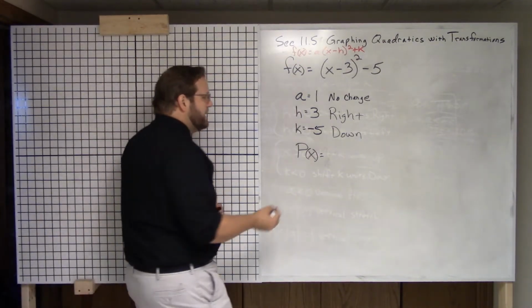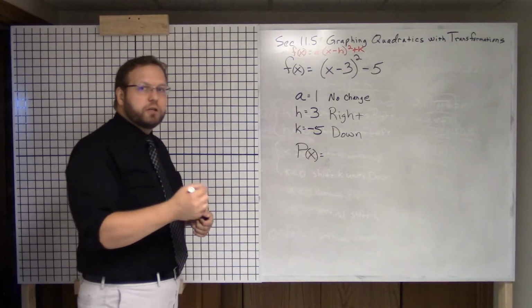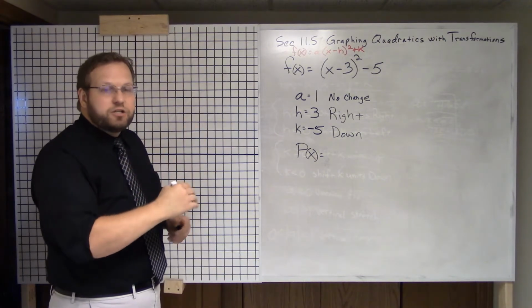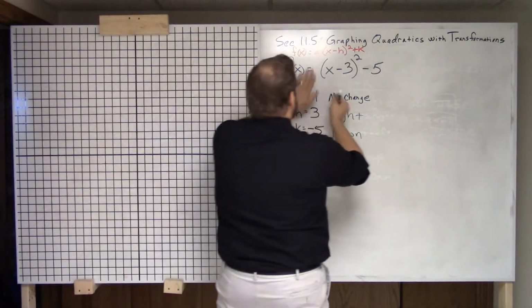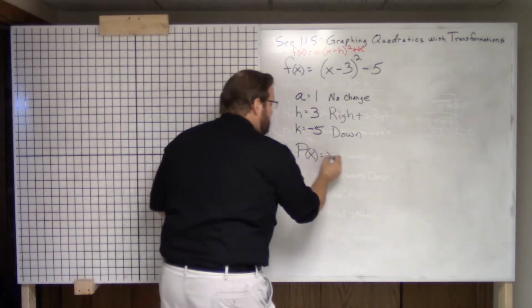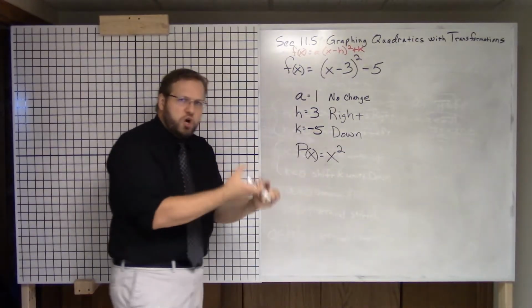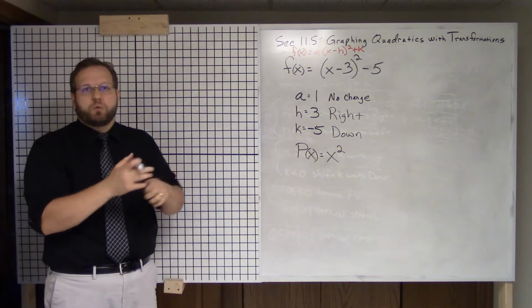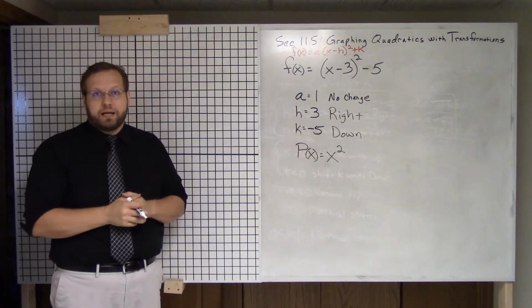But what we have right now, what happens to our function when we strip away that a, h, and k? If I strip away the a, h, and k, I just have x squared. So my basic parent starting function is just x squared. That is the simplest quadratic I can encounter. Okay?